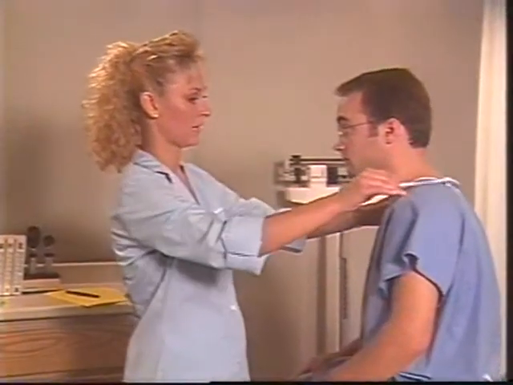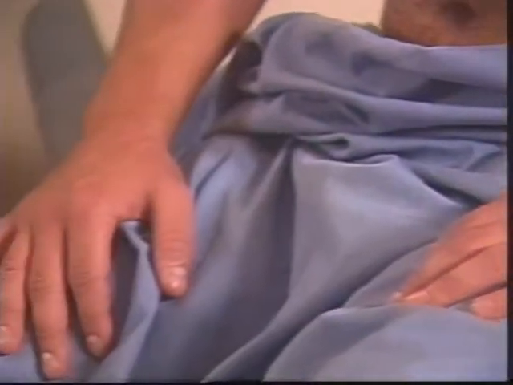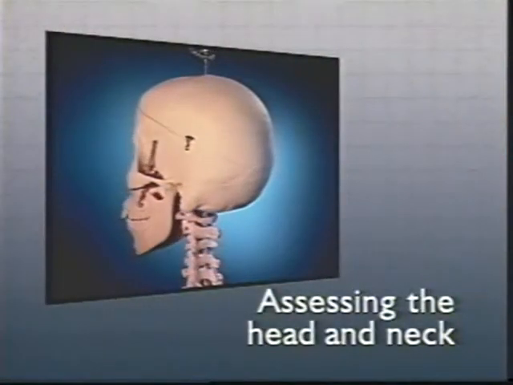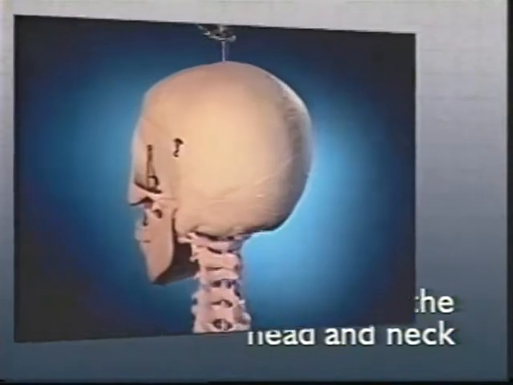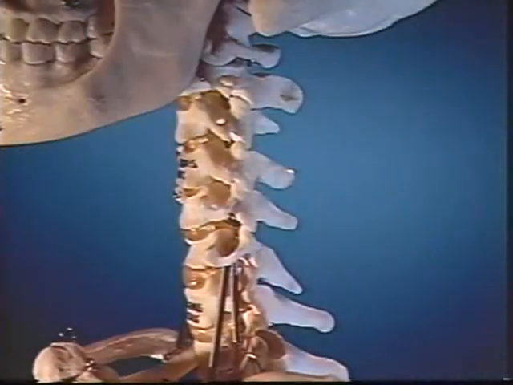With the patient sitting, you'll assess the head and neck, hands and wrists, elbows, and shoulders. To assess the patient's head and neck, you'll examine the temporomandibular joint and cervical spine.